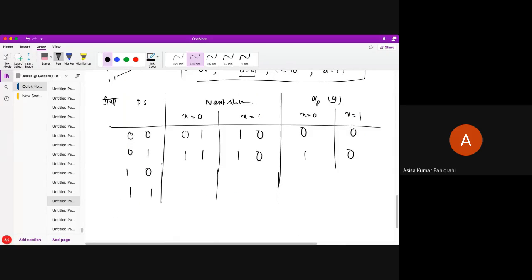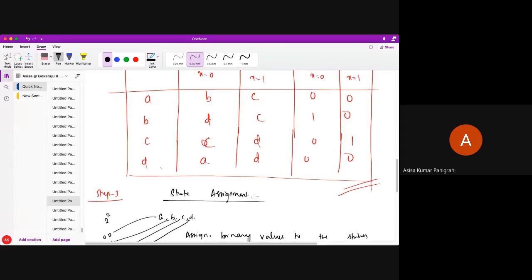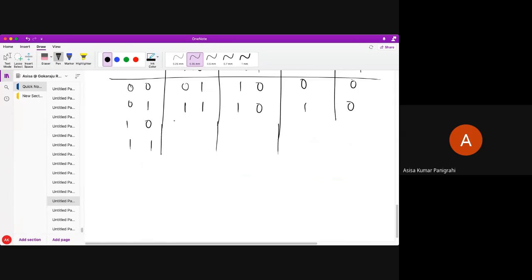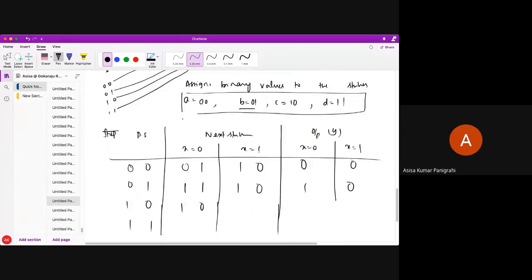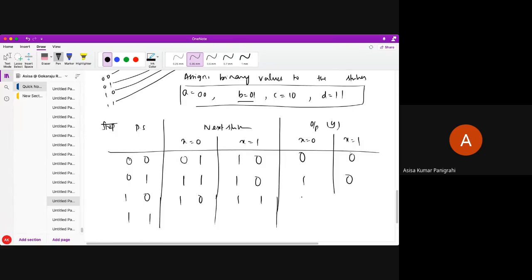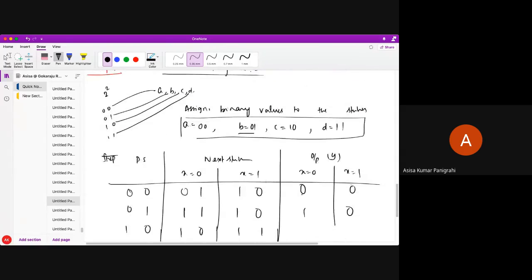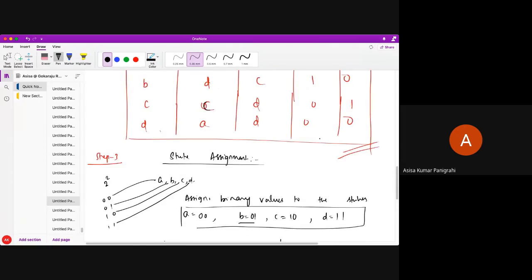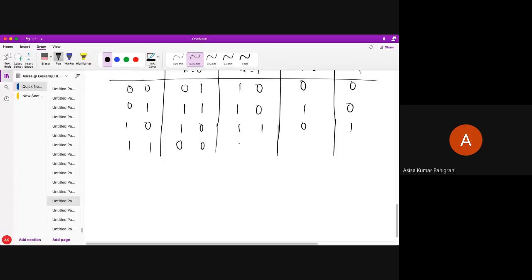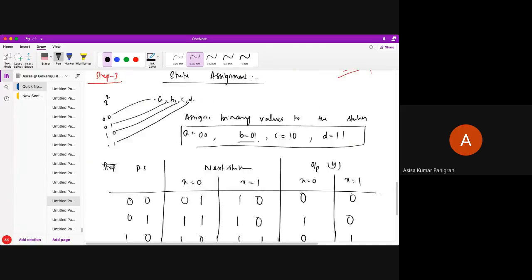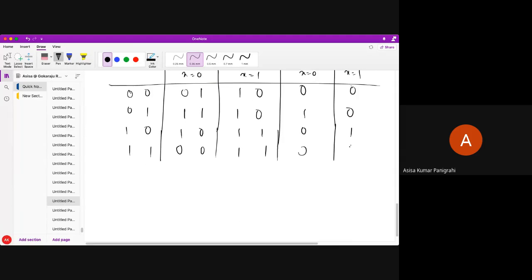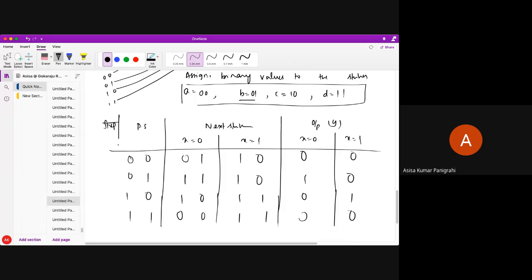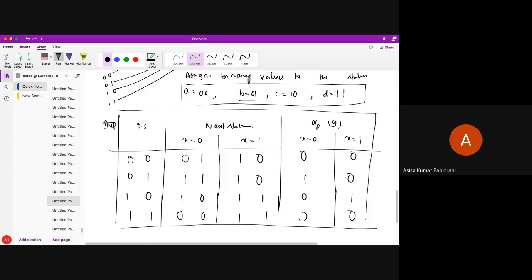Next, present state C, which is 10. For x equal 0 it goes to C, which means 10, and D means 11. And output is 01. Simple. Next, the last one: A, which means 00, and D means 11. Output is 00. So this is my state table after state assignment. Do all of you understand? Very simple.